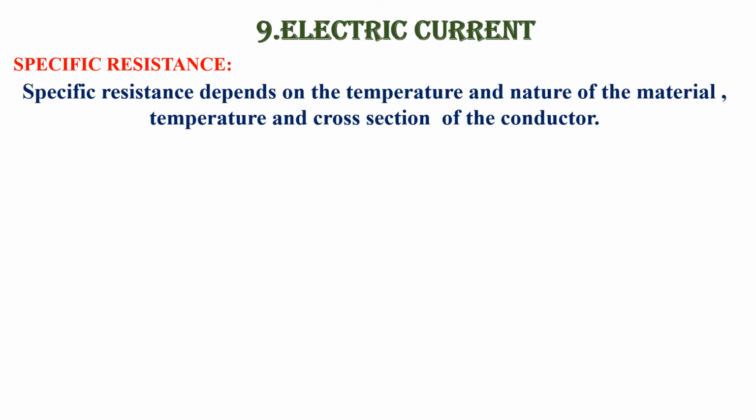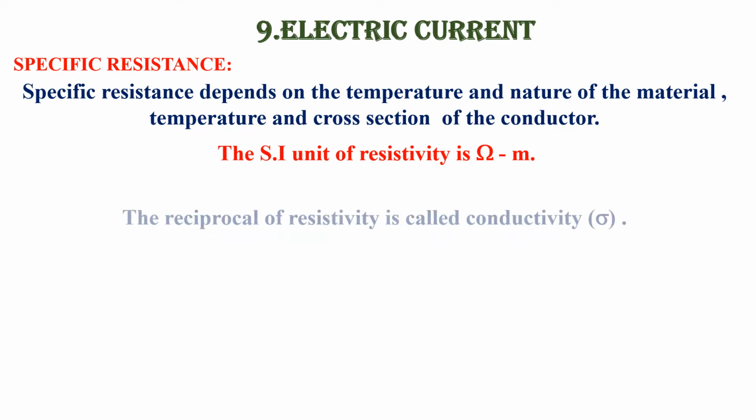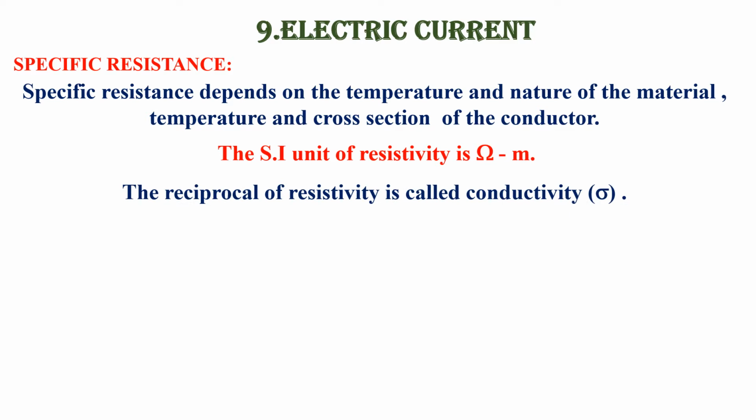Specific resistance depends on the temperature and nature of the material and the temperature and cross section of the conductor. Now, the SI unit for resistivity is ohm meter, Nana. The SI unit of resistivity is ohm meter. And the reciprocal of resistivity is called conductivity.